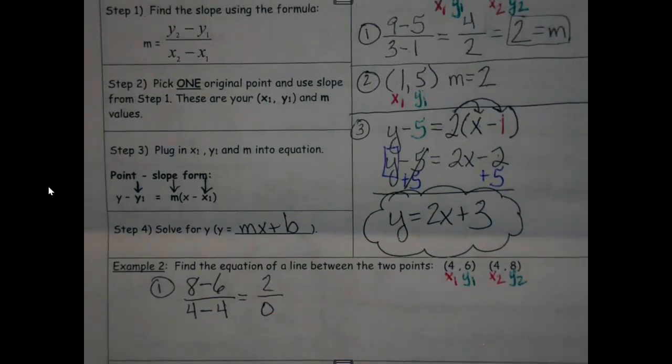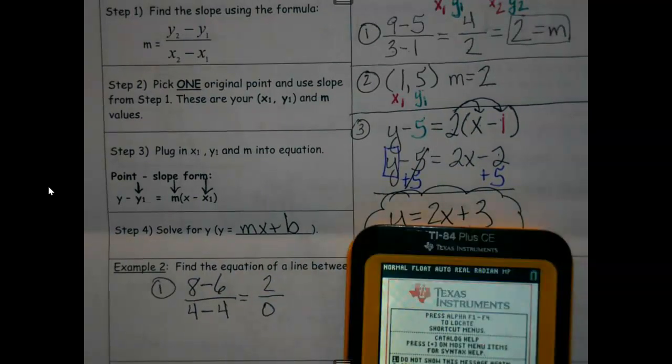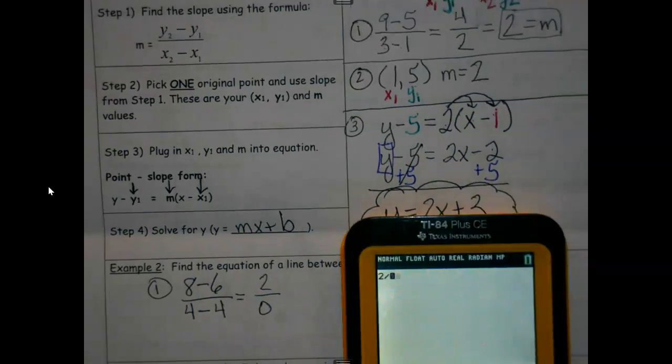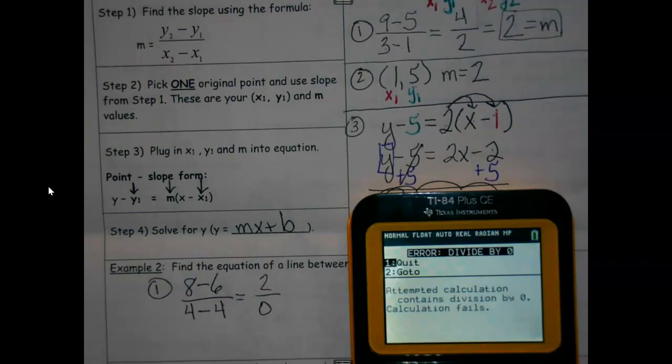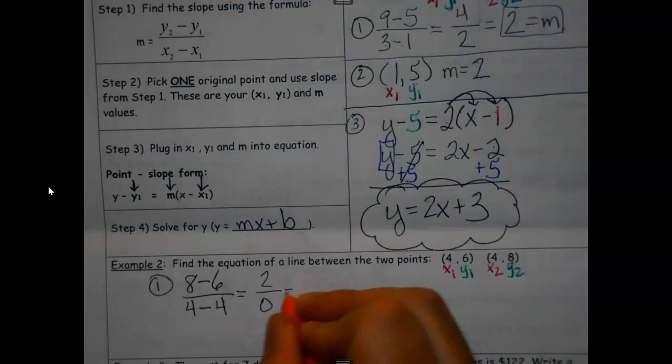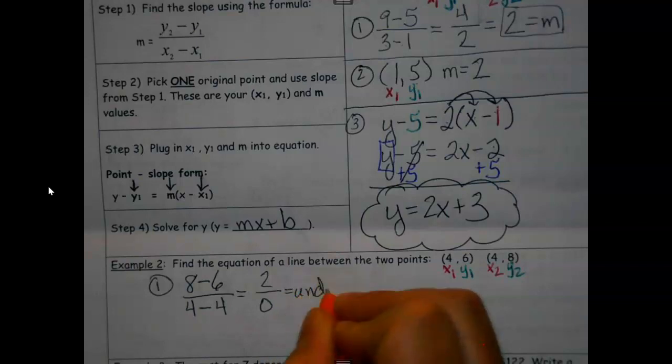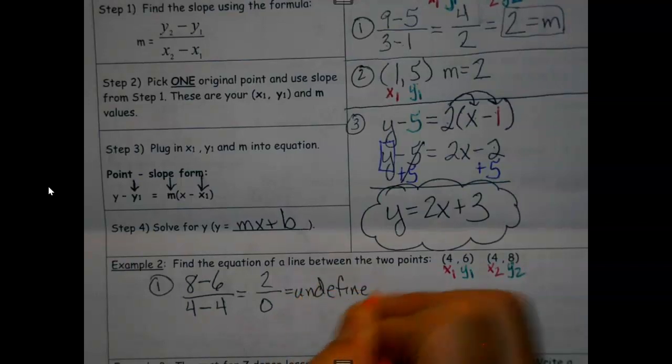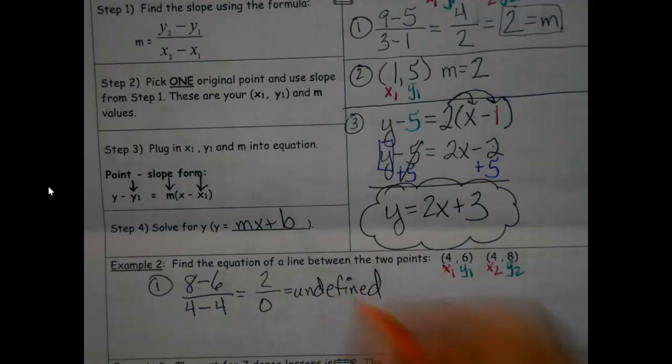Problem. Like, what's the problem, Hardy? 2 divided by 0 is undefined. How the heck am I going to stick undefined into an equation? I'm not. What the heck are you going to do then?